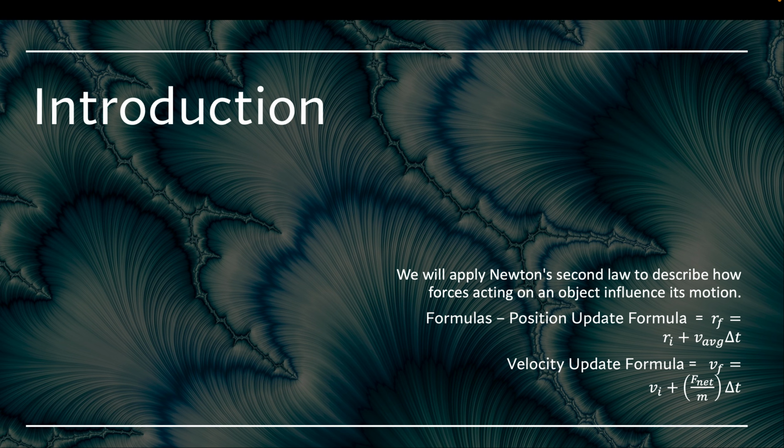Introduction. First, we'll apply Newton's second law to describe how forces acting on an object influence its motion. The formulas are the position update formula, which is Rf equals Ri plus V average delta t, and the velocity update formula, which is Vf equals Vi plus F net over m, whole times delta t.